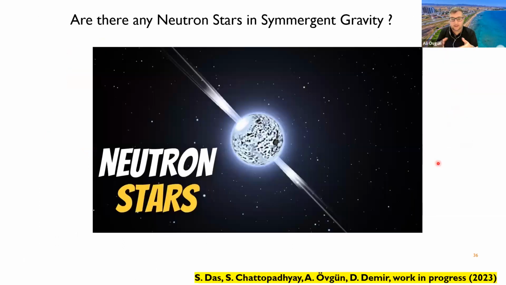And our other project is, are there any neutron stars in Symmergent gravity? This is also what we are working on, because of investigating the effect of Symmergent gravity in other astrophysical objects. It could be possible to test Symmergence in other astrophysical objects, such as, for example, a neutron star, maybe a boson star, maybe a Proca star, or other compact star. And such tests can be useful to the extent one has precise knowledge of the density and also pressure of the astrophysical object.